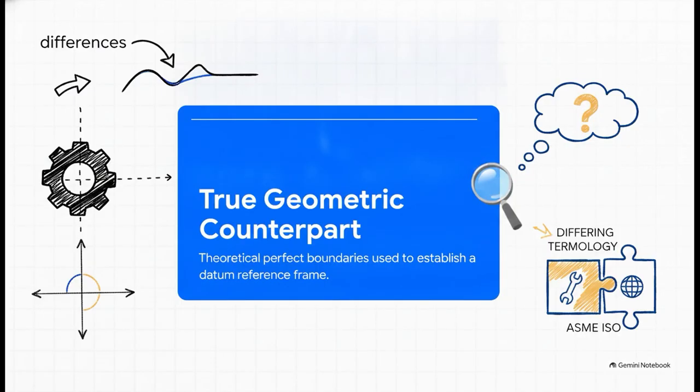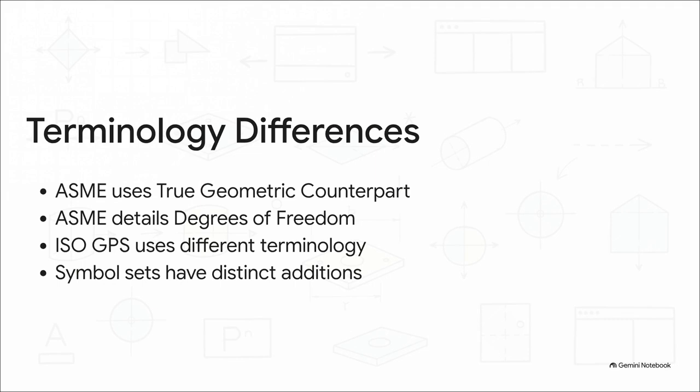And the tricky part? The differences definitely don't stop at just size and form. We also have to do a bit of lexicon translation. Take Section 7.5 of ASME Y14.5, for example. It defines a true geometric counterpart as the theoretical perfect boundaries or surfaces used to establish a datum reference frame. It's a beautifully rigorous definition. But, just like stepping off a plane in a foreign country, if you confidently drop the phrase true geometric counterpart in an ISO-dominant facility, you are going to get nothing but blank stares. ISO GPS uses completely different terminology for its datum simulators and associated theoretical boundaries. Building those translation bridges is absolutely crucial.